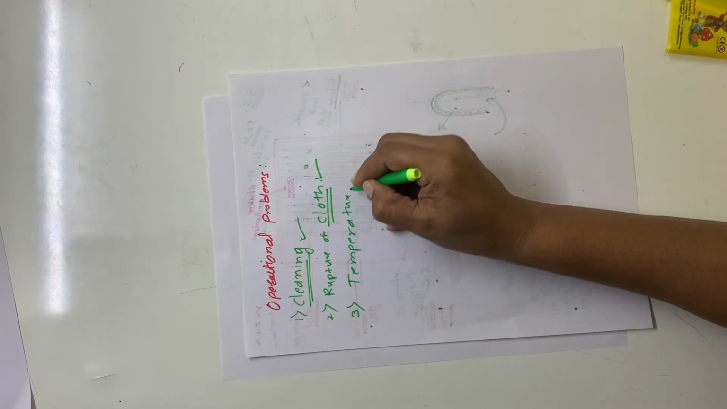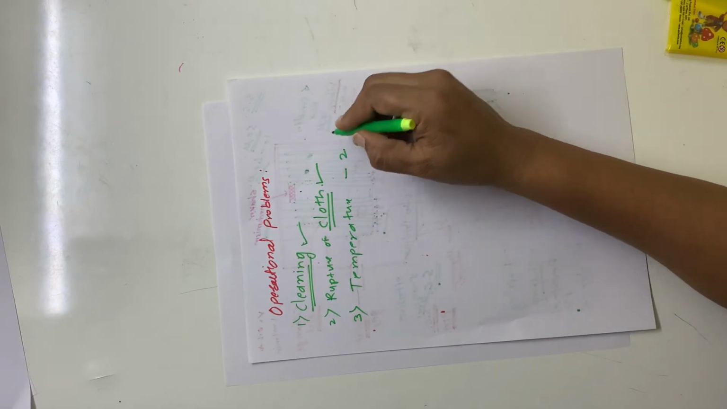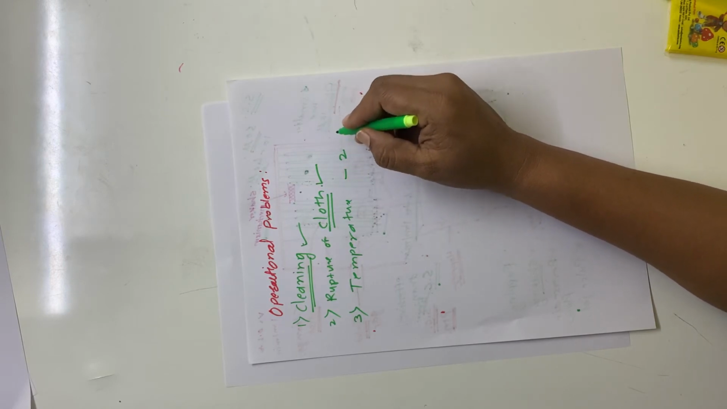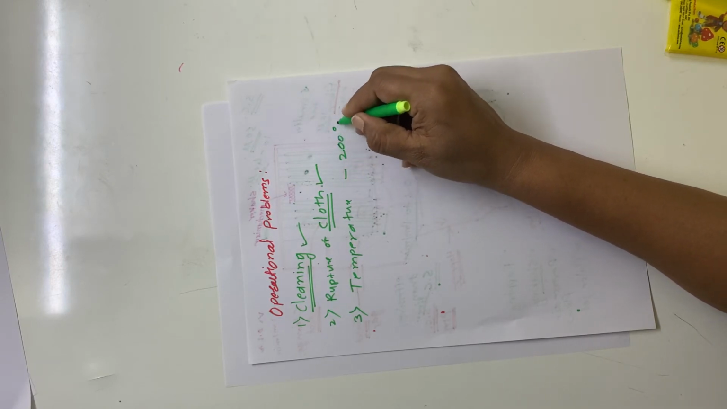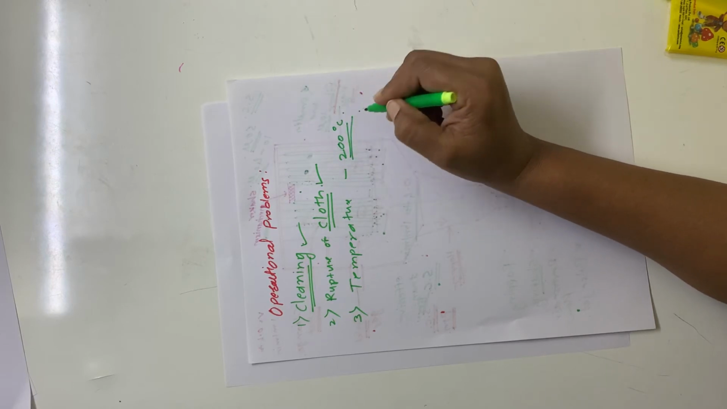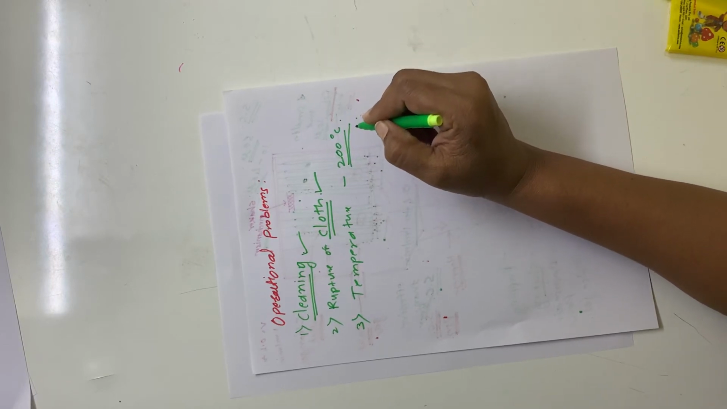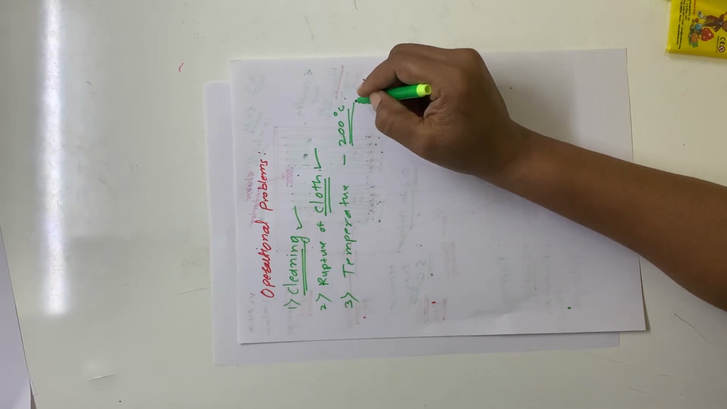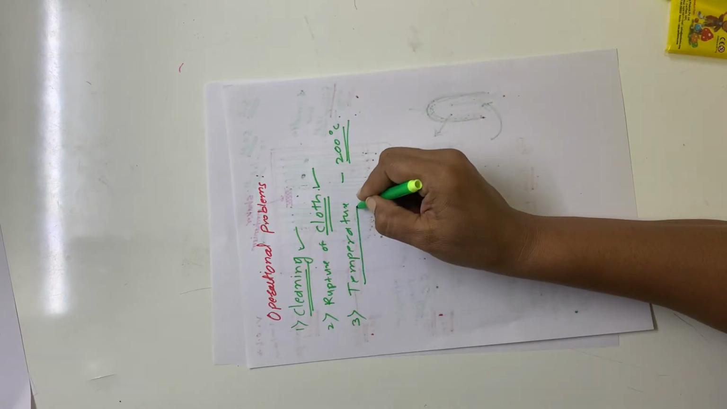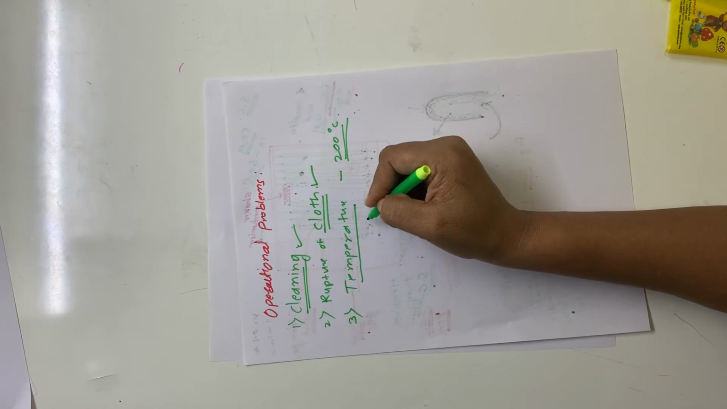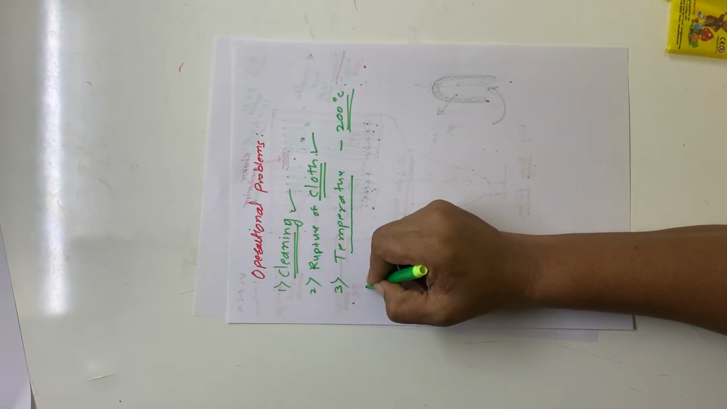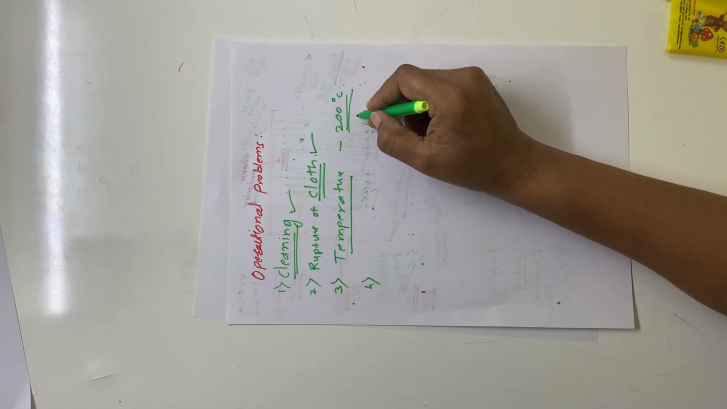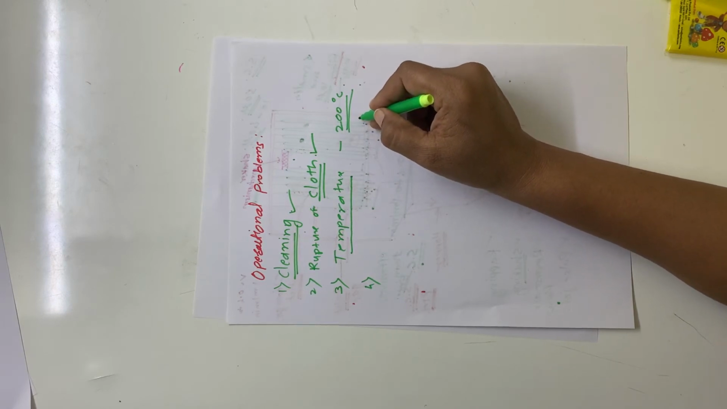It will not work if the temperature of that air is greater than 200 degrees Celsius. If the temperature of that industrial air is greater than 200 degrees Celsius, in that case it will not work. There may be a problem with the cotton bags. So we cannot go for such type of gas whose temperature is more than 200 degrees Celsius.